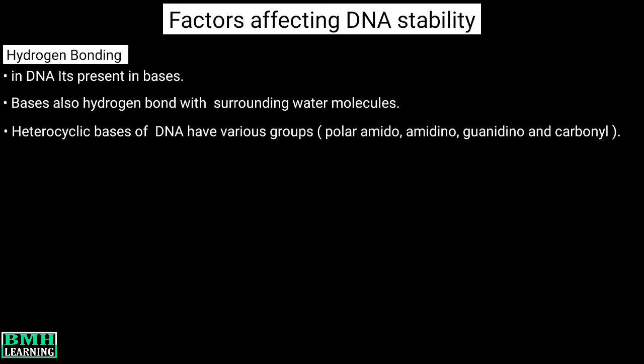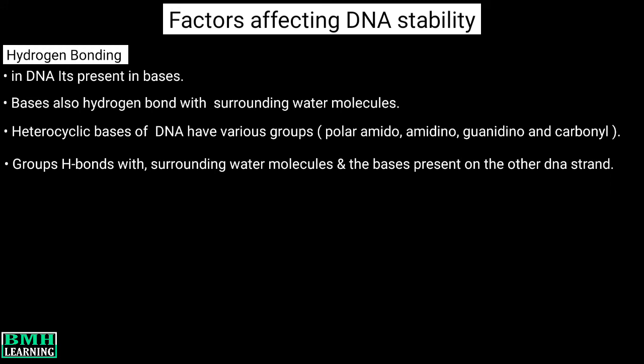The heterocyclic bases of DNA have various groups like polar amido, amidino, guanidino, and carbonyl groups. These groups form a complex network of hydrogen bonds with the surrounding water molecules and the bases present on the other DNA strand. The second factor is stacking interactions.